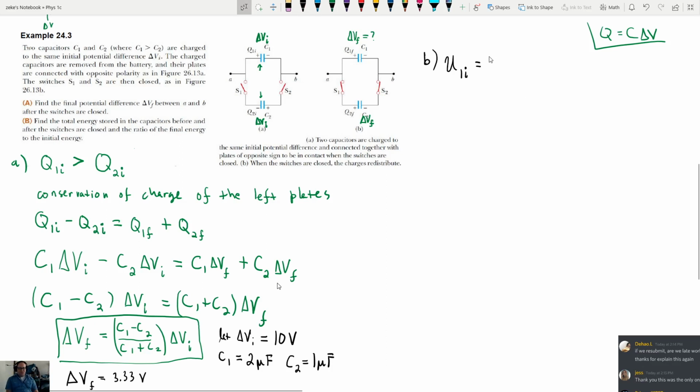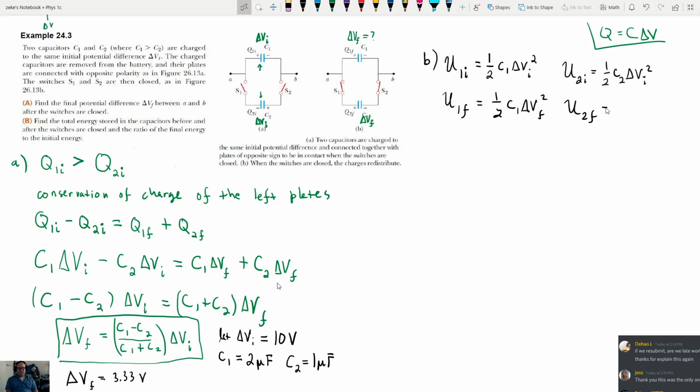So we'll write that U1 initial is going to be 1/2 C1 times delta V initial squared. Then U2 initial will be 1/2 C2 times delta V initial squared. And we'll just go through and fill the rest of this out. U1 final will be 1/2 C1 delta V final squared. U2 final is going to be 1/2 C1 delta V final squared.